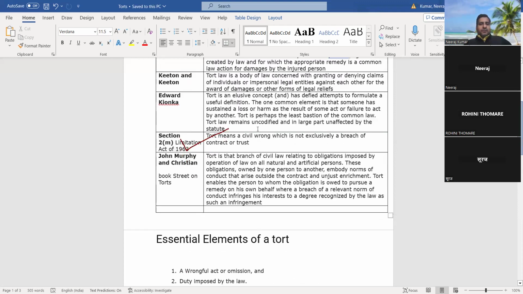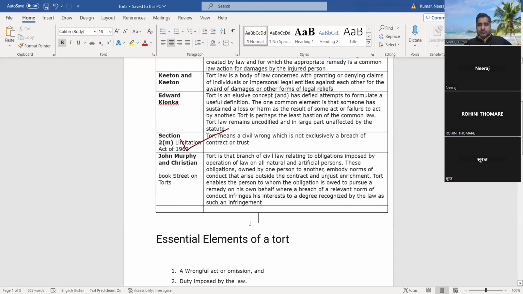John Murphy and Christian Witting wrote a book. The book name is Street on Torts. And then they give this definition. Tort is that branch of civil law relating to obligations imposed by operation of law on all natural and artificial persons. These obligations owed by one person to another embody norms of conduct that arise outside contract and unjust enrichment. This is a more elaborated definition, but again, almost the same thing.